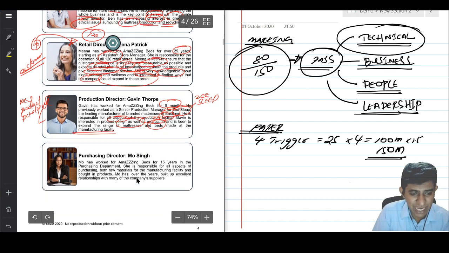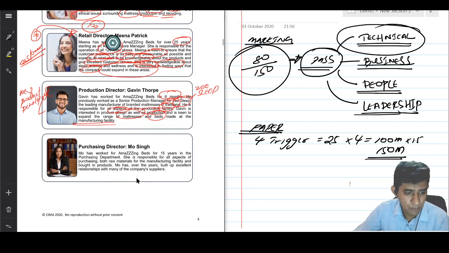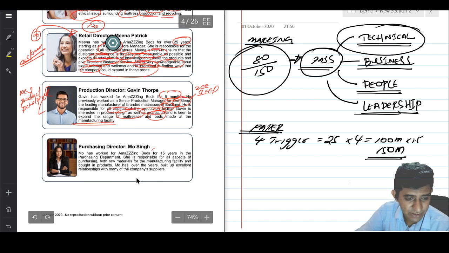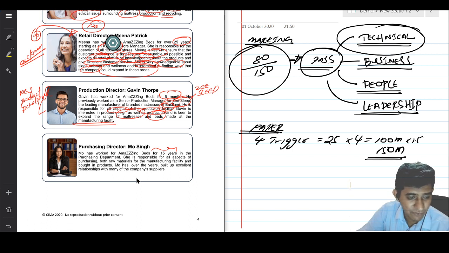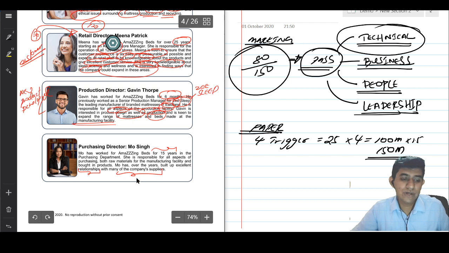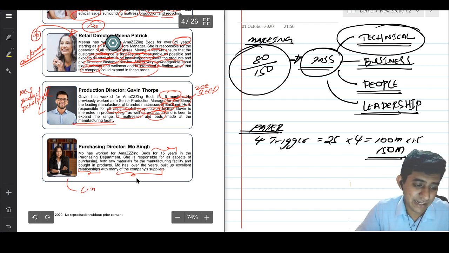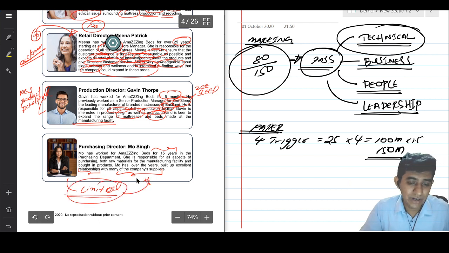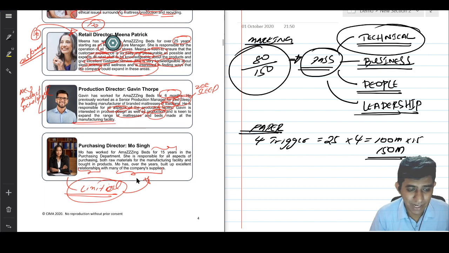And then students, we have the purchasing director Mo Singh. Mo has worked for Amazing Bed for 15 years in the purchasing department. She is responsible for all aspects of purchasing, both raw materials for the manufacturing facility and products. Mo has over the years built up excellent relationships with many suppliers. So students, when there is a limiting factor, Mo Singh will be mostly related here, because Mo is the person who has more relationship with the suppliers.